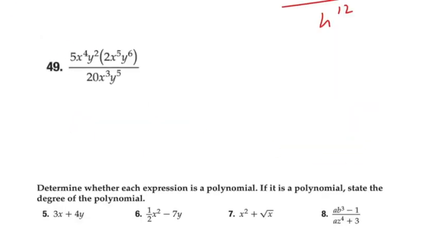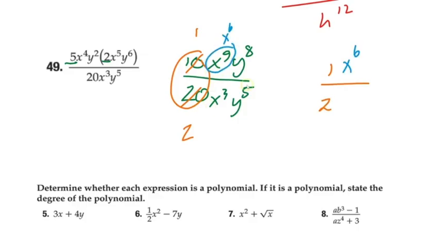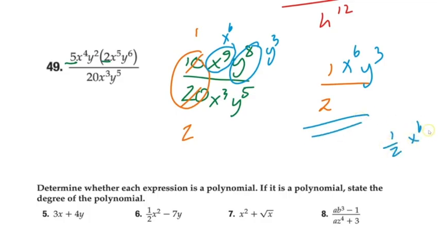Next one's like expansive. Let's simplify the top first. 2 times 5 is 10. Look how many x's I have. I have x^4, x^5. I have x^9 in total. y^2, y^6 is y^8. I have 8 y's in total, all over 20 x cubed y^5. We simplify. Let's do the numbers first. 20 over 10 is just 1/2, 1 on top, 2 on the bottom. Then the powers. Remember, I just have to look at which one has more. On my x's, I have more x's on top by 6. And on my y's, I have more y's on top by 3. And there you go. 1/2 x^6 y cubed.